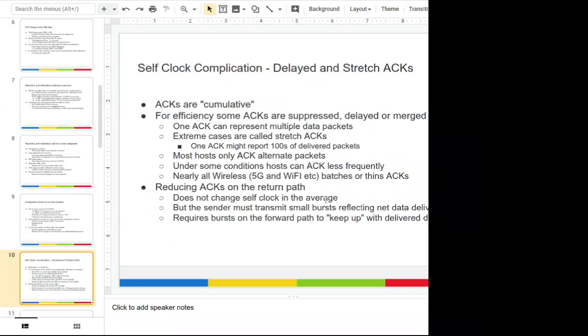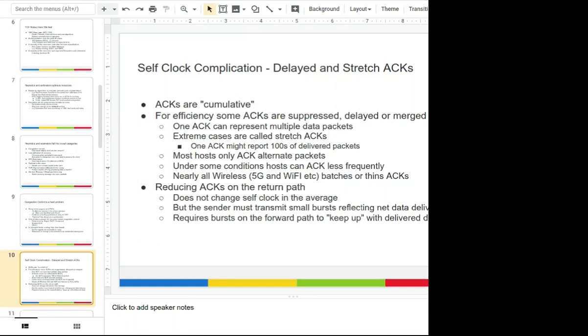So, a complication on the self-clock. Although self-clock sounds very nice, there's a whole bunch of ways that the network and the end systems reduce the number of ACKs. Delayed ACK is a fairly early part of the specification. But in fact, there are lots and lots of things that delay ACKs, thin ACKs, suppress ACKs, merge ACKs. Even Wi-Fi messes with ACK timing. It thins ACKs. Most wireless networks do.